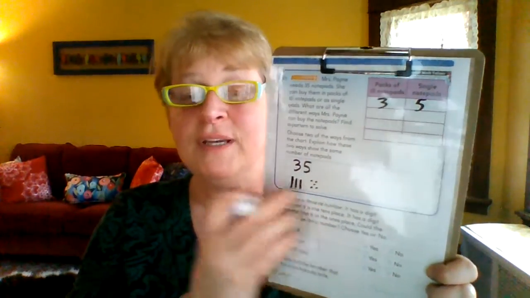Now, if we have 35, we have 3 groups of 10 and 5 ones. The 5 ones is never going to change because we want to have the notepads in packs of 10, not 5s. So we always want to have a group of 10. If we have 3 packs of 10 and 5 singles or 5 ones, how else can we show 35?